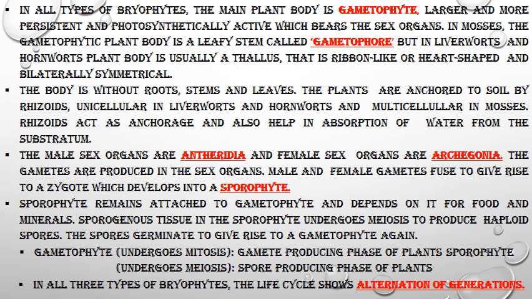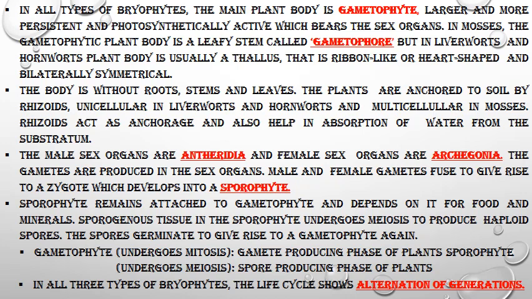In mosses, the gametophytic plant body is a leafy stem called gametophore, but in liverworts and hornworts, the plant body is usually a thallus, that is ribbon-like or heart-shaped and bilaterally symmetrical. The body is without roots, stem and leaves. The plants are anchored to soil by rhizoids, unicellular in liverworts and hornworts, and multicellular in mosses. Rhizoids act as anchorage and also help in absorption of water from the substratum. तो rhizoid का काम वो सेम है जो काम रूट्स का है.